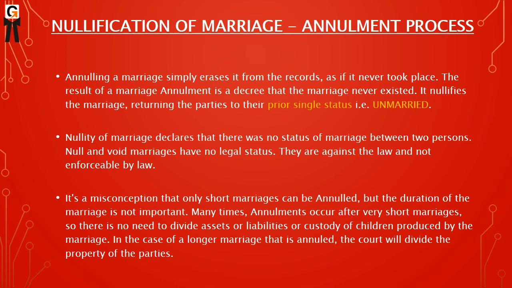Annulling a marriage simply erases it from the records, as if it never took place. The result of marriage annulment is a decree that the marriage never existed, so it differs from a decree of divorce. Annulment nullifies the marriage, returning the parties to their prior single status, that is, unmarried, which is a big relief for many people. Nullity of marriage declares that there was no status of marriage between two persons. Null and void marriages have no legal status. They are against the law and hence they are not enforceable by law.